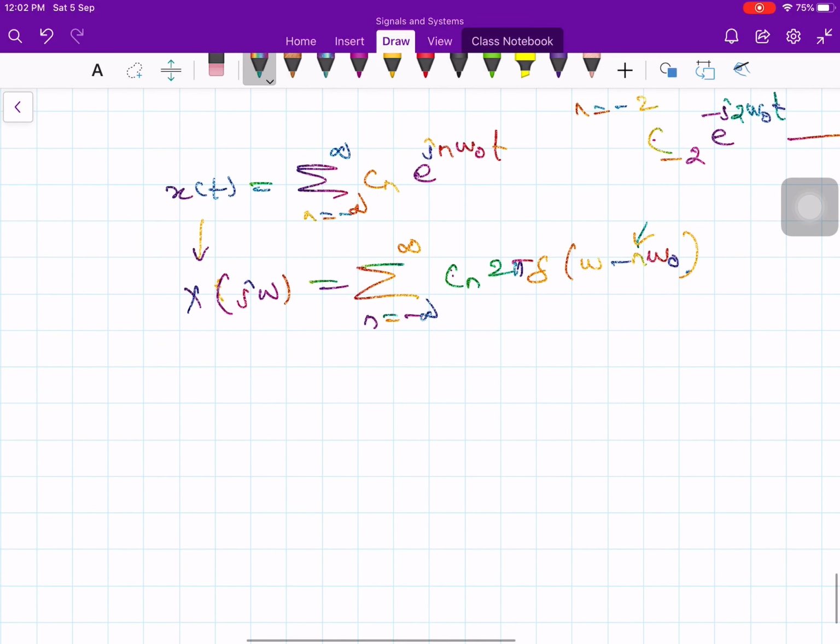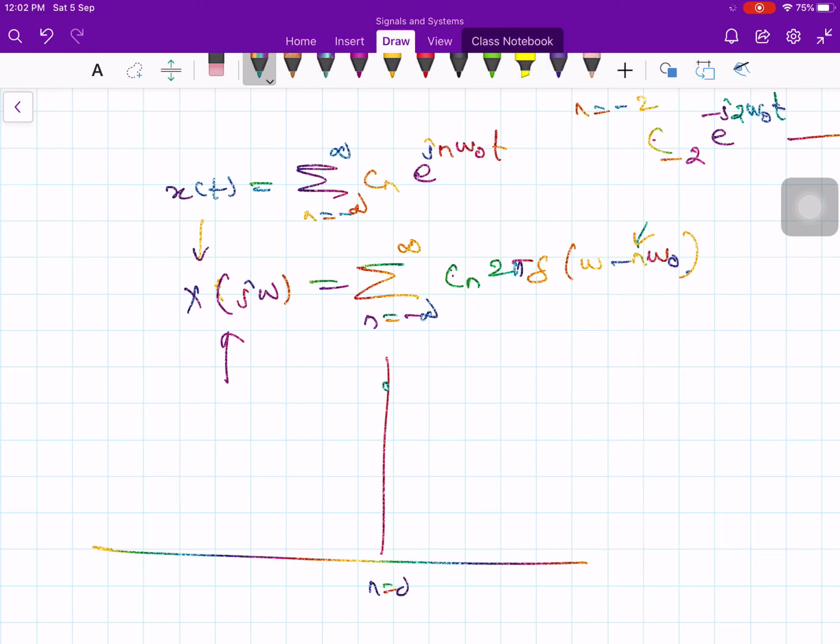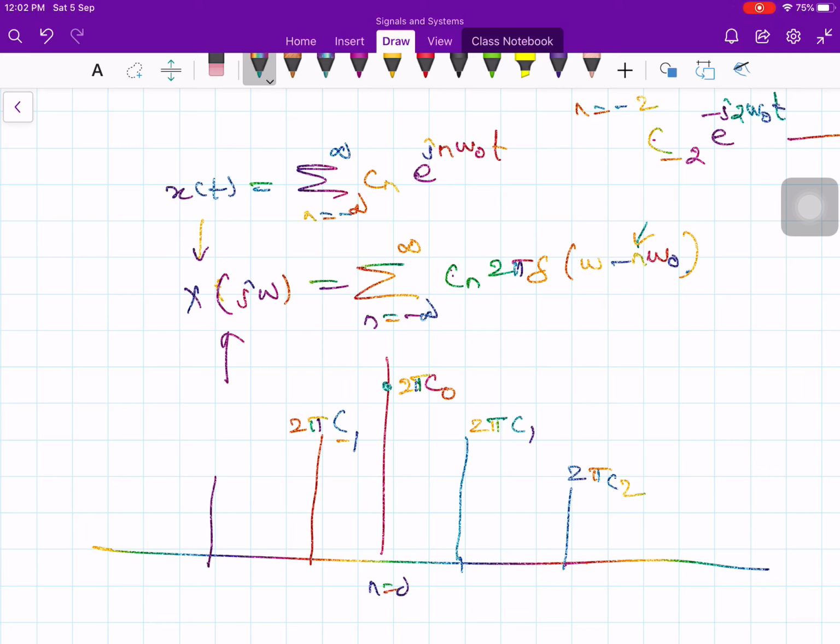Okay, so a periodic function of time has a Fourier series and it has a corresponding Fourier transform. Now the magnitude spectrum of this will be like this. When n equals 0, you will get the maximum magnitude, 2 pi times C naught. When n equals 1, 2 pi times C1. When n equals 2, 2 pi times C2, and so on. And on this side also, it will be 2 pi times C suffix minus 1. When n equals minus 2, 2 pi times C minus 2.